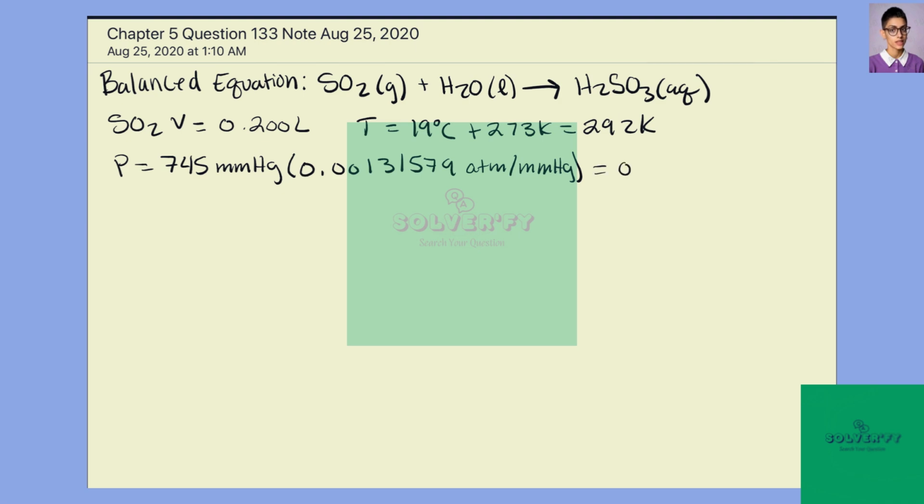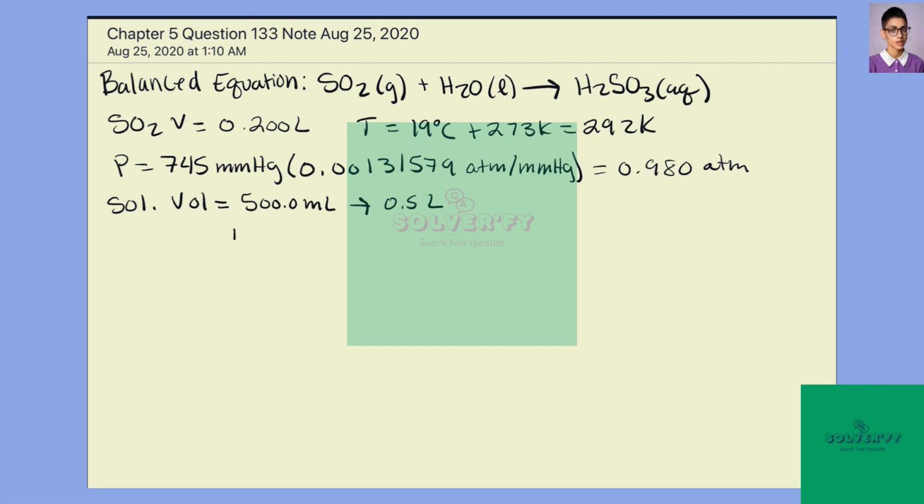So our pressure is going to be 0.980 atmospheres. They tell us that the solution volume is equal to 500 milliliters. I'm just going to change this into liters, so just divide it by 1,000, so 0.5 liters.